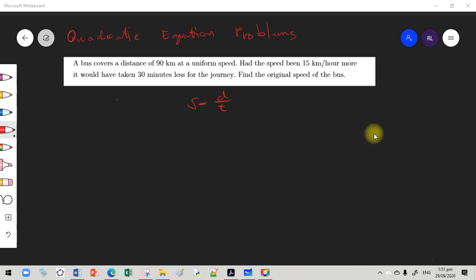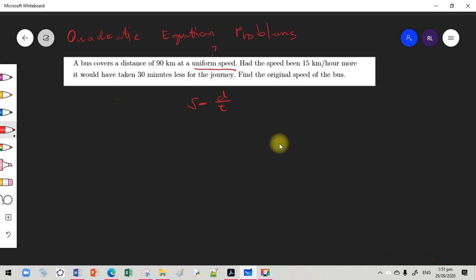So our first problem says that a bus covers a distance of 90 kilometers at a uniform speed. So basically, we do not know this speed. What's the speed of the bus when it covers a distance of 90 kilometers? We don't know that. Well, we'll continue reading.